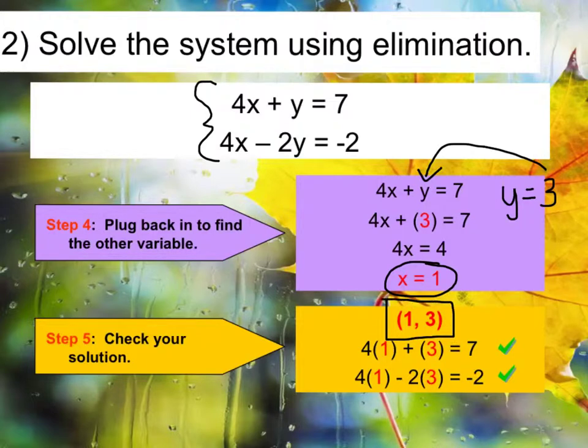To check this, I just need to plug in x to be 1 and y to be 3, and check to make sure that it equals 7 for the first equation, and it does. And then check, as I plug in x for 1 and y for 3, to make sure that my answer is -2. And it is.